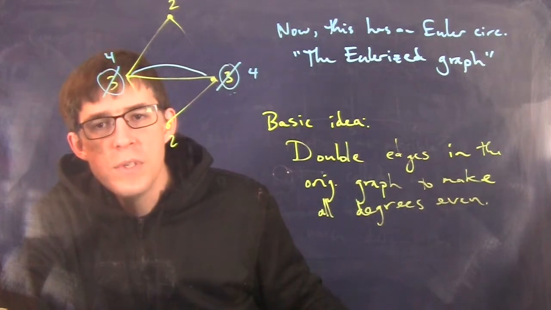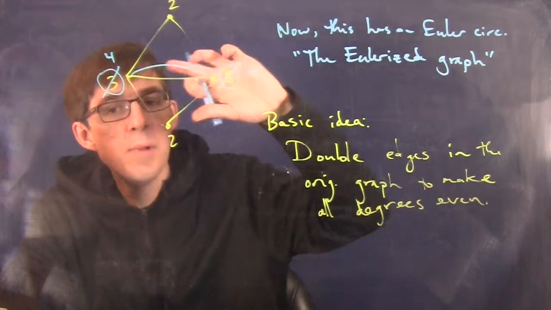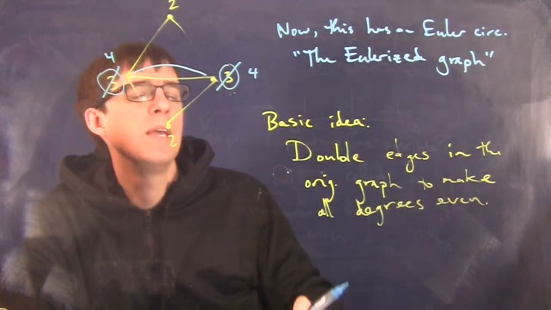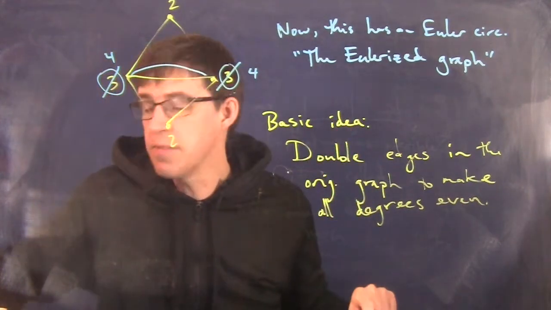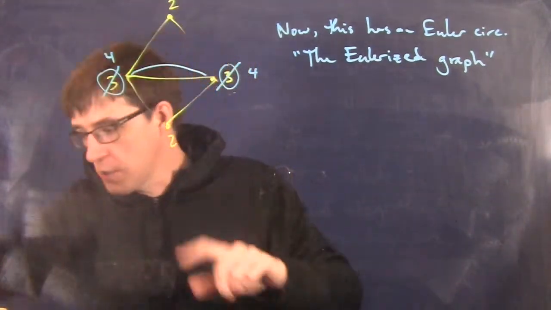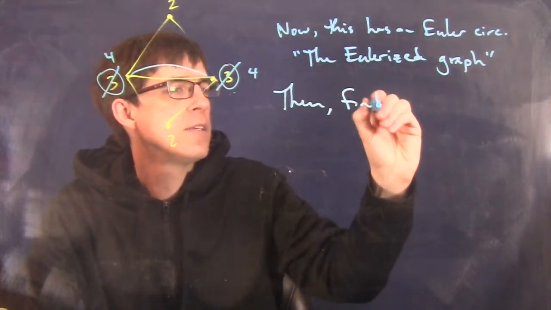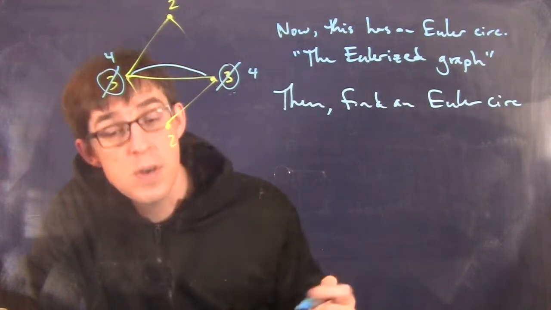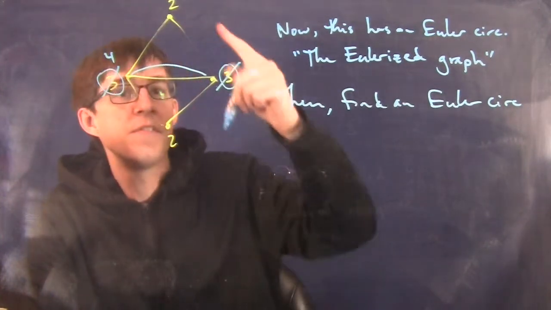All right? What you do to get the Eulerized graph, or to Eulerize a graph, it means you double up some of the original edges, you duplicate them, you clone them in order to make all the degrees even. All right, this is called the Eulerized graph. Anyway, then how do we find the minimum duplication circuit? You find an Euler circuit in the Eulerized graph, using the method we talked about last time. Fleury's algorithm allows you to find an Euler circuit in any graph, so in particular this one.